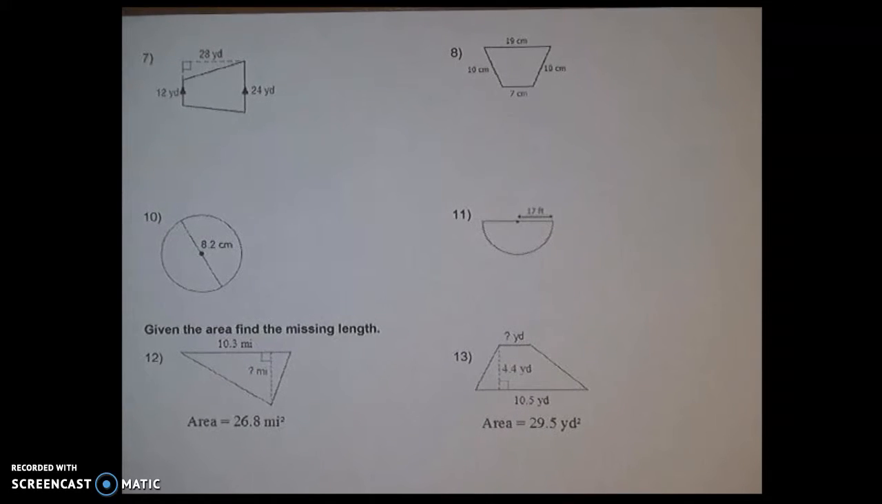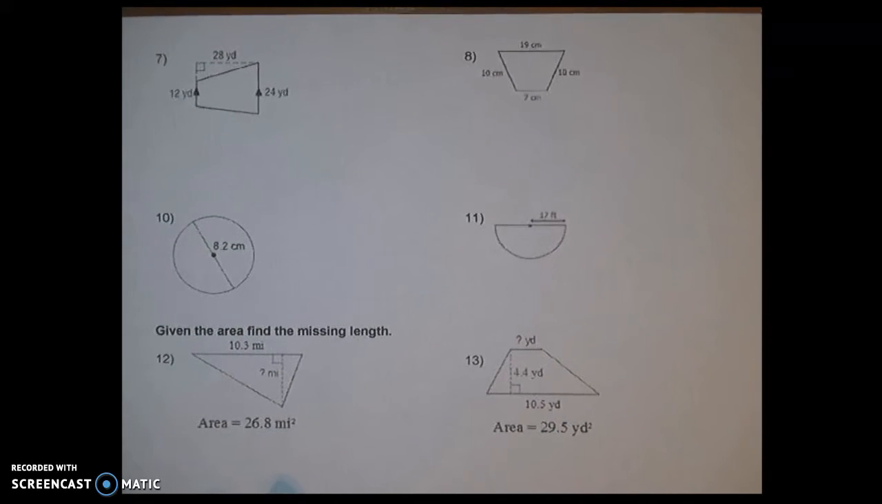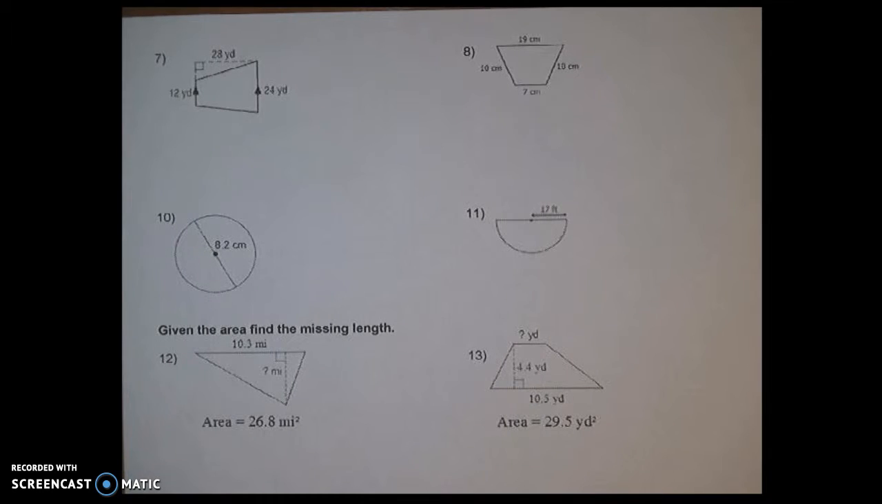Alright kids, we're going to go ahead and roll through these last few examples. The next one, number 7, is a trapezoid.